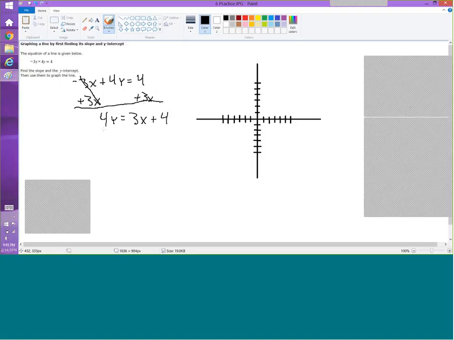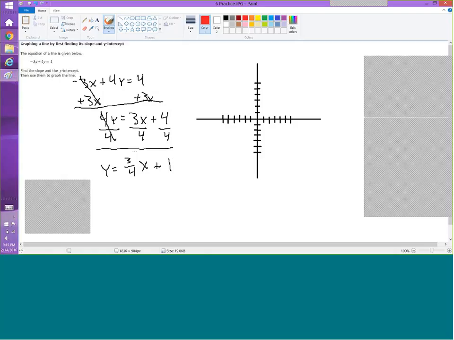And then we're going to divide everything by 4. We still need to get that y by itself. And that will leave us at y equals 3 over 4x plus 4 divided by 4 is just 1. So we've gotten it down to our slope-intercept form where y is completely by itself. Our slope is going to be 3 over 4. Our y-intercept would be 1.